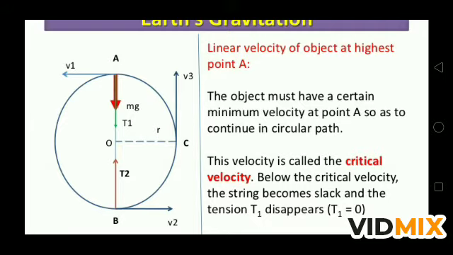So what is that velocity called? That velocity is called critical velocity. This is the critical velocity which is required to make the full circle. Below the critical velocity the string becomes slack and the tension T disappears. If you are not reaching that critical velocity, what will happen? The tension becomes zero and the body will come suddenly down. So this required velocity is known as critical velocity, the velocity required to complete the circle. Without this velocity, the body cannot complete the circle.